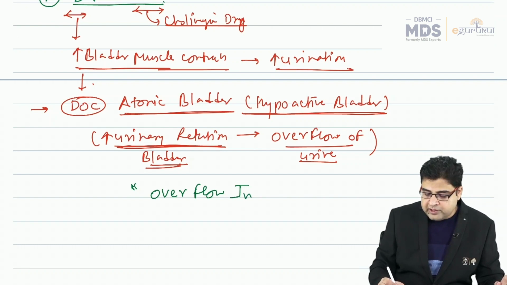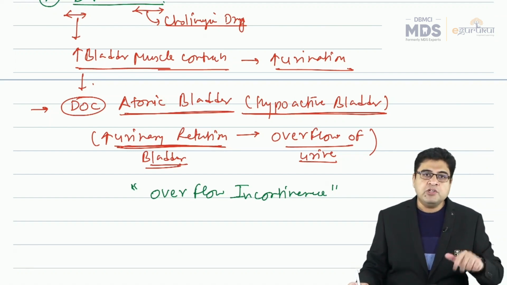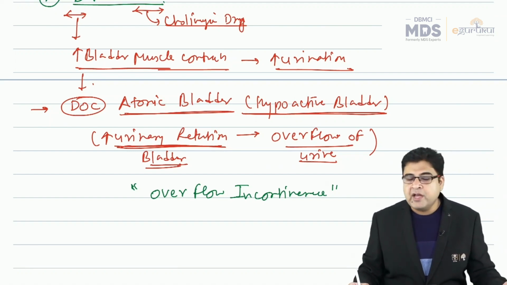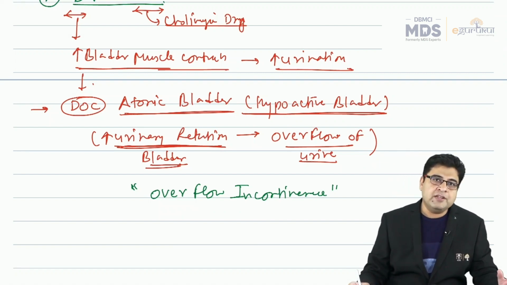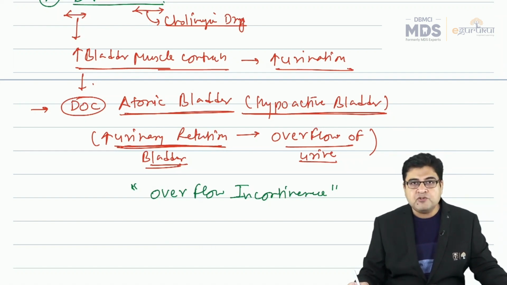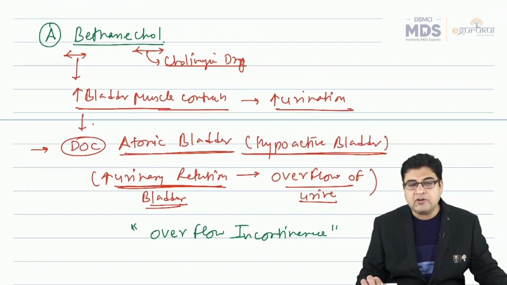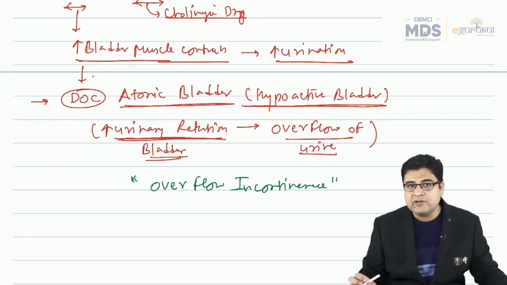Overflow incontinence is a condition where the patient's bladder is hypoactive. When the bladder is hypoactive, urine accumulates in the bladder cavity, and after some time urine will start overflowing. We call it overflow incontinence. The condition is atonic bladder, hypoactive bladder. The drug of choice, or the best medicine, is bethanechol for the treatment of overflow incontinence.